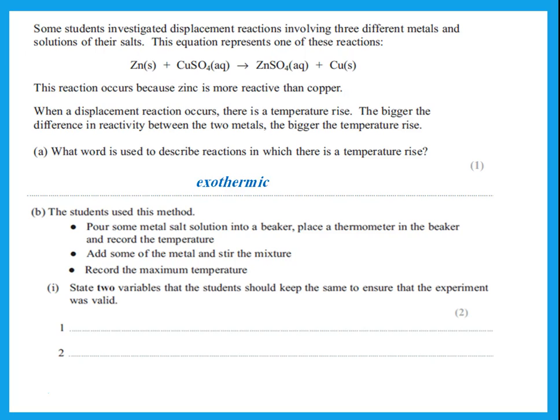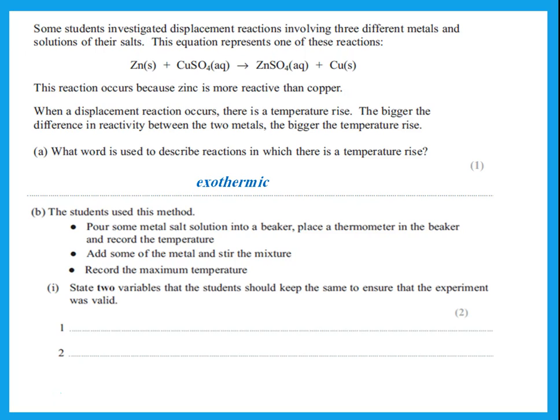It gives out heat, its temperature rises, it is exothermic. The students use this method. Pour some metal salt solution into a beaker, place a thermometer, record the temperature, add some of the metal and stir the mixture. So what he's doing is, he has the salt solution in a beaker, he measures its initial temperature, and then when he puts the metal in and stirs, he measures the maximum temperature.